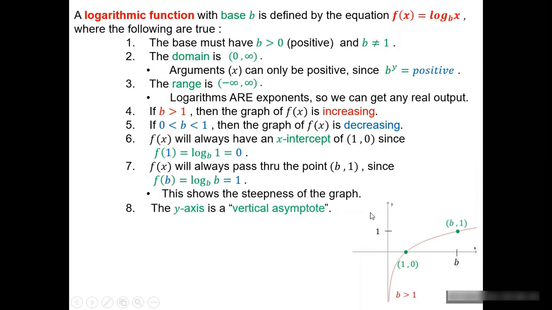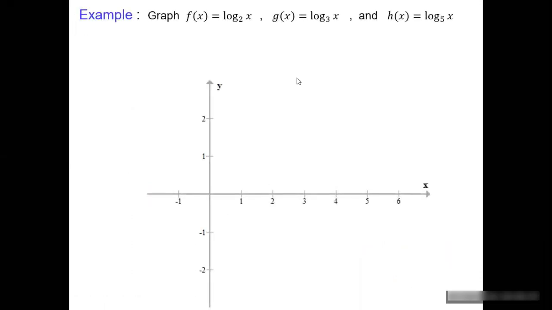Finally, the y-axis is always going to be our vertical asymptote, as we saw for either an increasing or a decreasing function. And that's because the inputs can never be 0 and it can never be negative. So let's go ahead and take a look at a few specific graphs of logarithms.